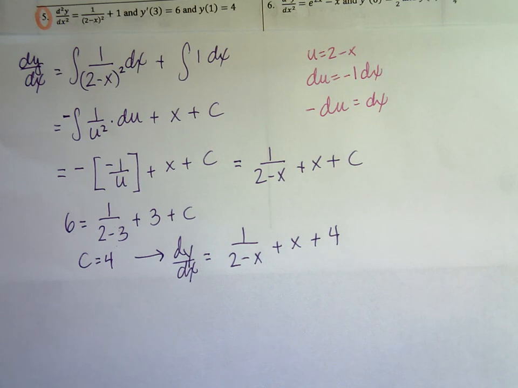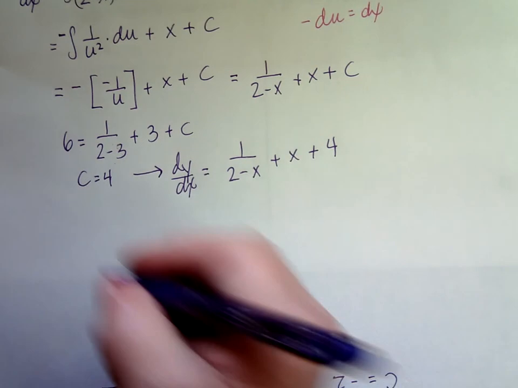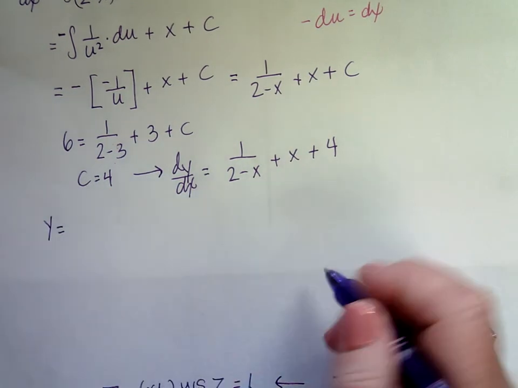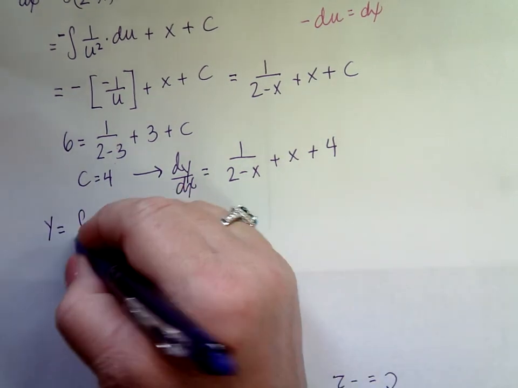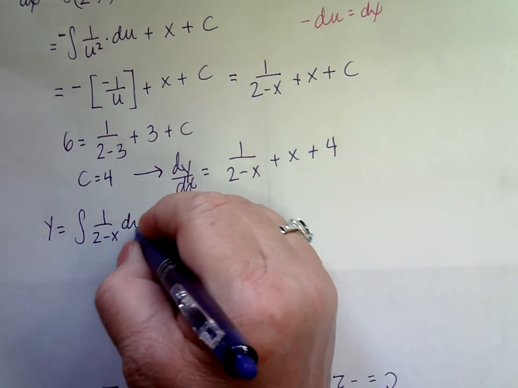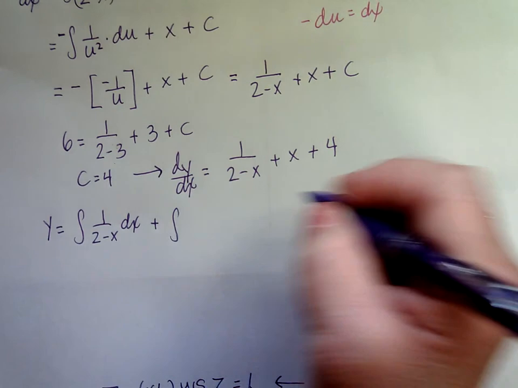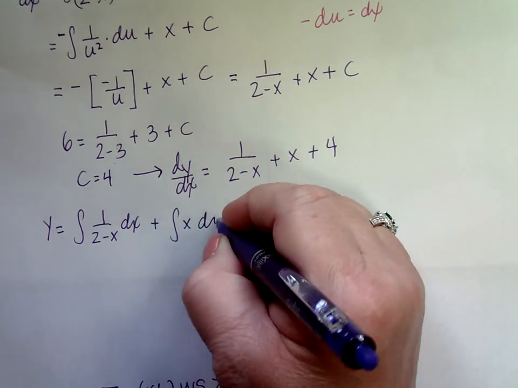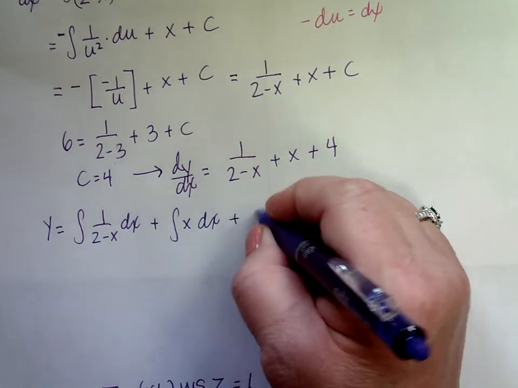But I've got to take the second round on it. So the second round now I'm going backwards again, and this time I want to know what y is. Well, y is the integral of these pieces. Integral of 1 over 2 minus x plus the integral of x. This one I really didn't have to separate. You probably could have done this all at once, but that's okay, since we separated the others.